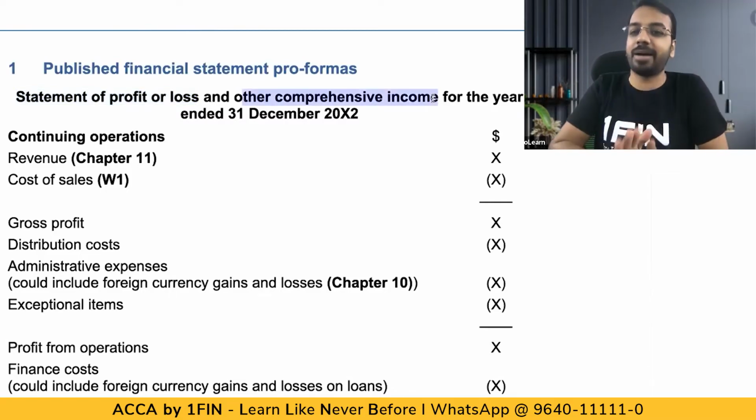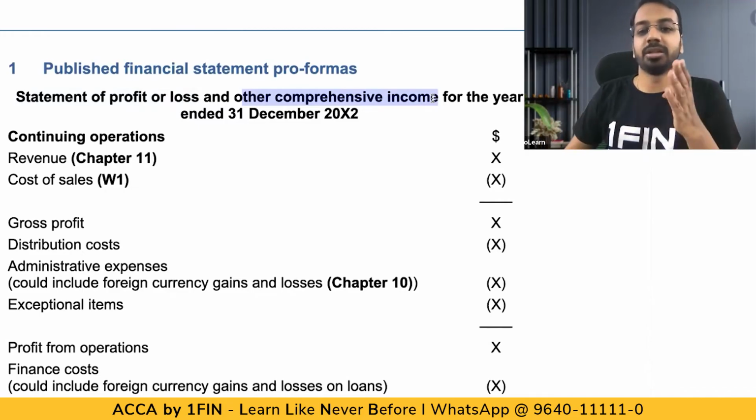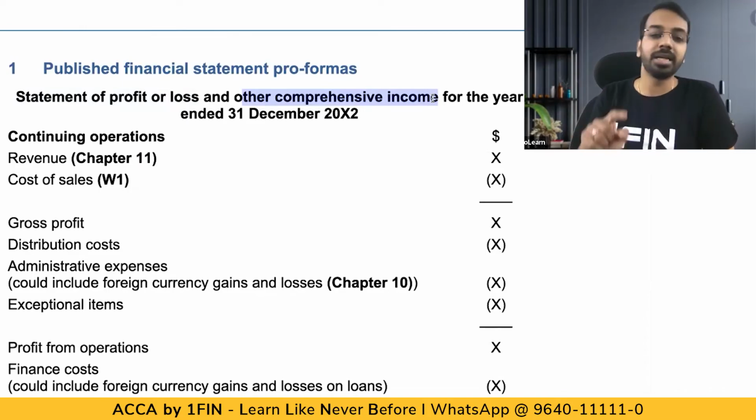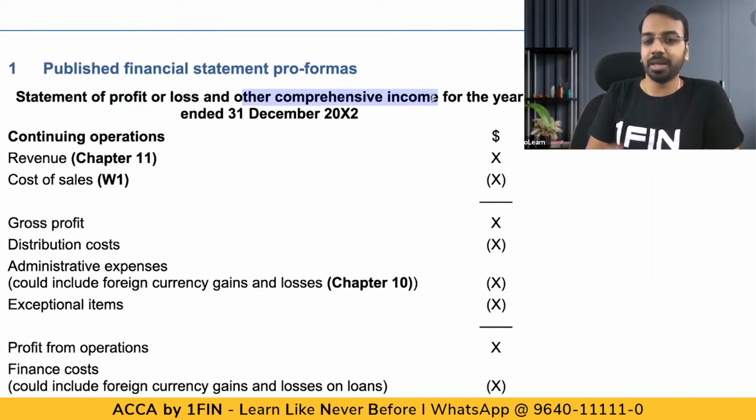Unless otherwise specified, for the ACCA examination, the financial year end will be on 31st of December of a particular year. So what is the first statement? Statement of profit or loss and other comprehensive income. Now, profit or loss, you have seen earlier. You have understood the meaning of profit or loss.